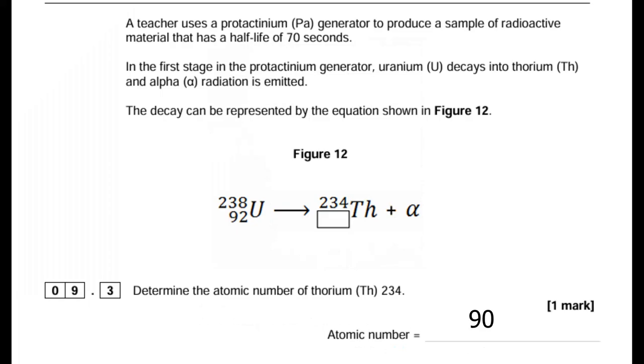Now for 9.3, we're expected to find the atomic number of thorium after it undergoes alpha decay. And as you will probably remember, an alpha particle is a helium nucleus. So it has an atomic number of 2, which means the atomic number of uranium will go down by 2, which means the atomic number of thorium is 90.